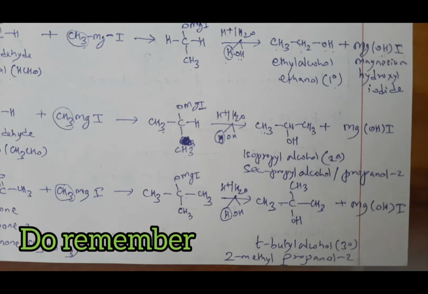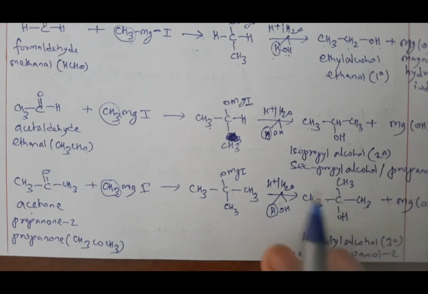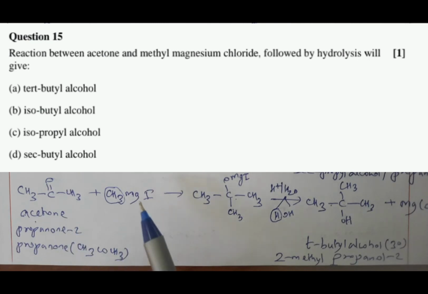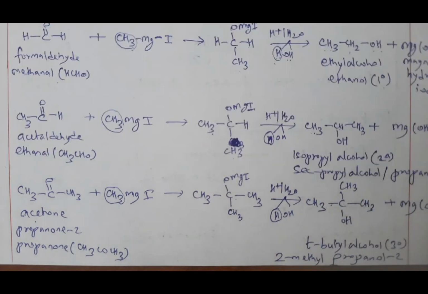hydrolysis. And remember this reaction properly, students, it is very important. One question from here has been asked in a sample paper. Acetone, when it reacts with methyl magnesium chloride, instead of iodide it has been mentioned chloride, followed by hydrolysis gives, the options were: sec-butyl alcohol, sec-propyl alcohol, butyl alcohol, T-butyl alcohol. So the answer will be T-butyl alcohol. Similarly, such questions can be made from here also. So you have to remember this reaction by heart.